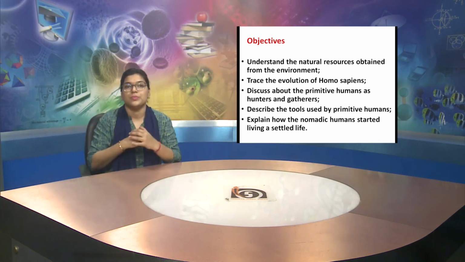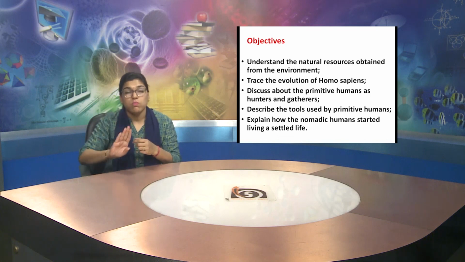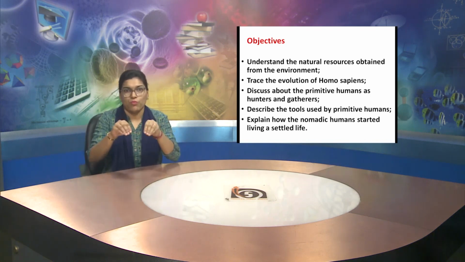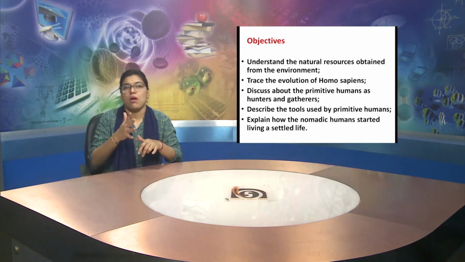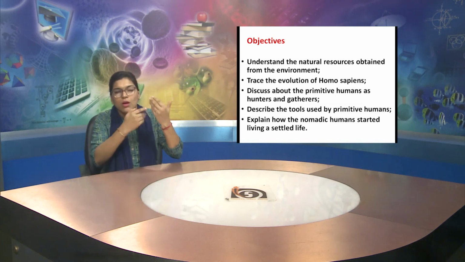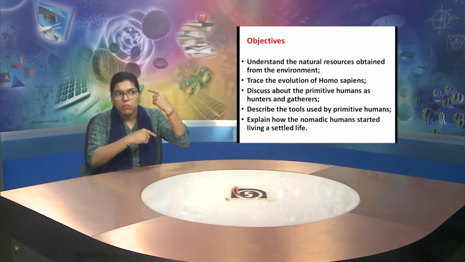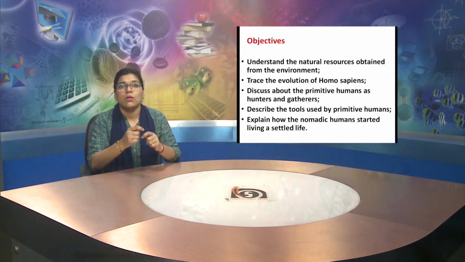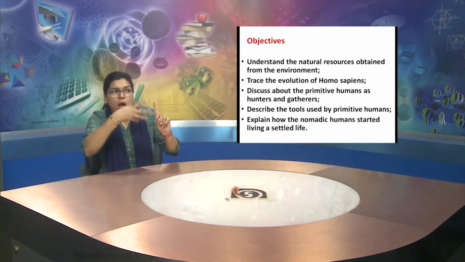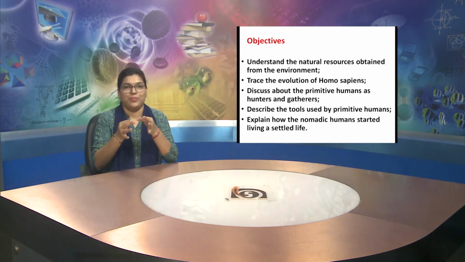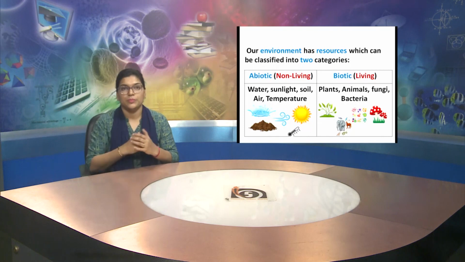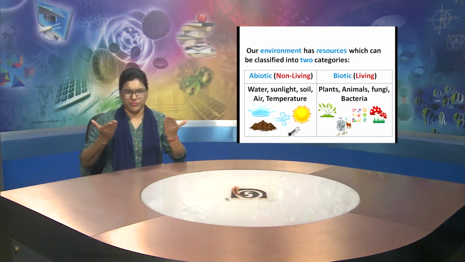And the fifth objective, which is the last objective, is we will be able to explain how the nomadic humans started living a settled life. As we all know, earlier the humans were moving from one place to the other, but after some time something happened and they started living a settled life. Now let us begin our lesson.